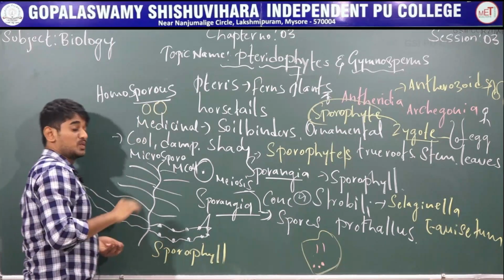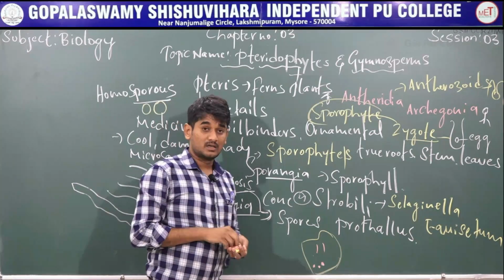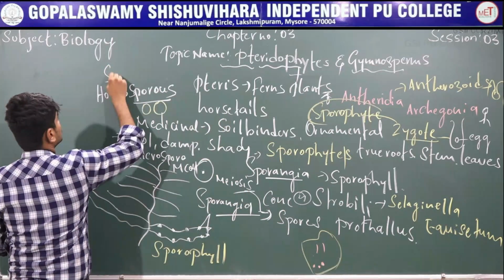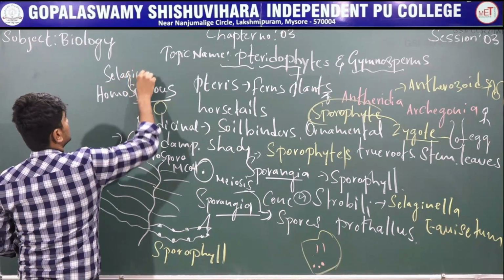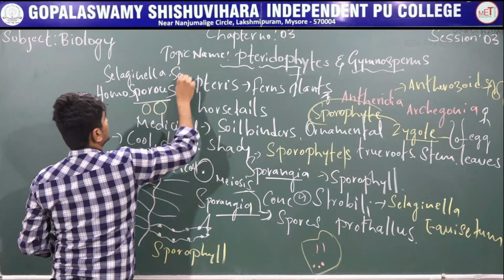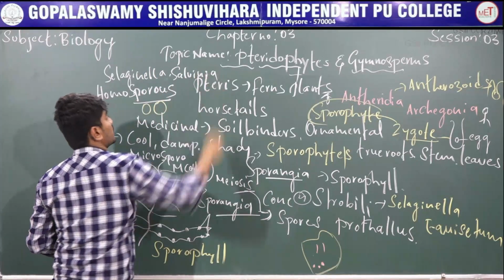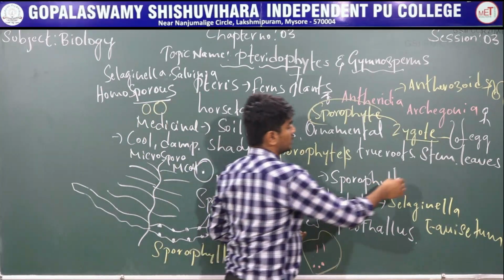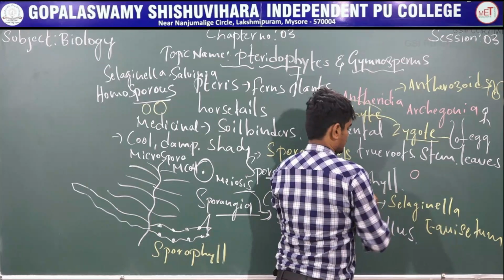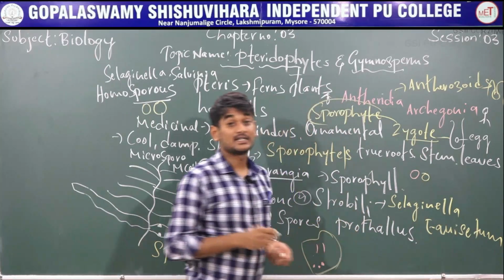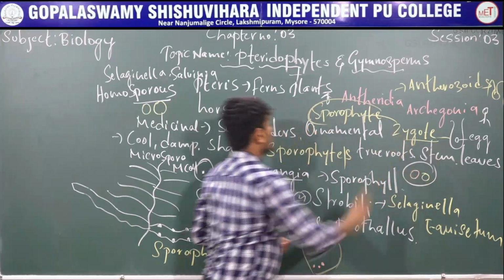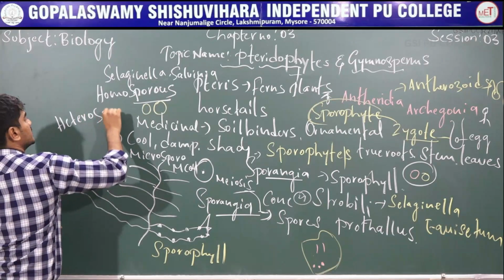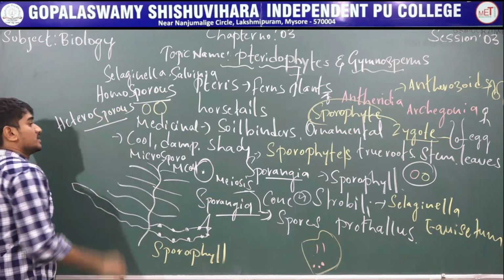This is called homo, which means same. But some genera like Selaginella and Salvinia produce two different kinds of spores. So this is called heterosporous. Hetero, which means different.